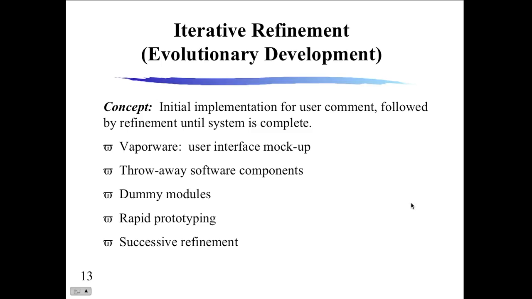So the concept is the initial implementation for user comment. Before we wait two years to give you something, let's start and give it to you. Then we've got user comment followed by refinement until the system is complete. So Gmail came out and it's like, well, here, try it out. And a bunch of people trying it out said, hey, it would be nice if we had threading.